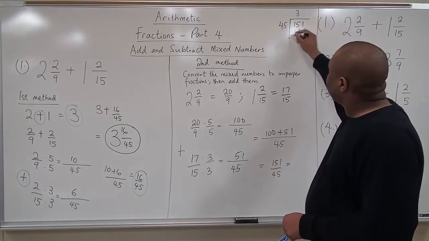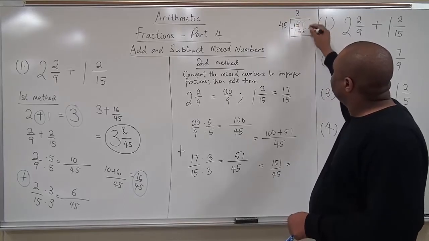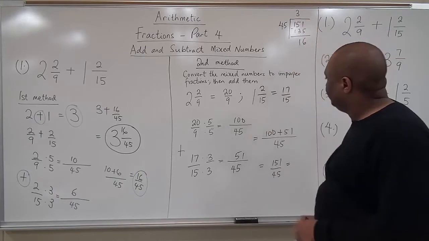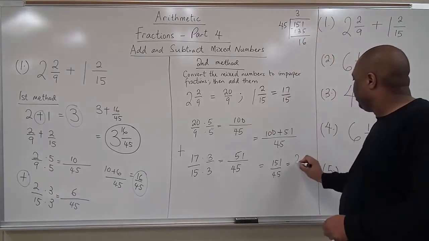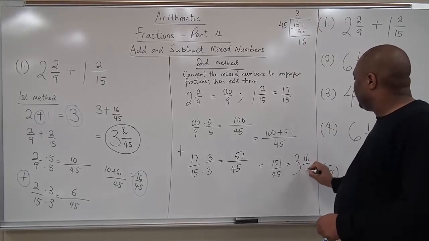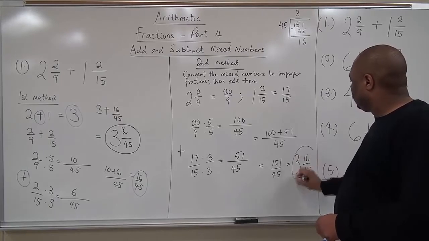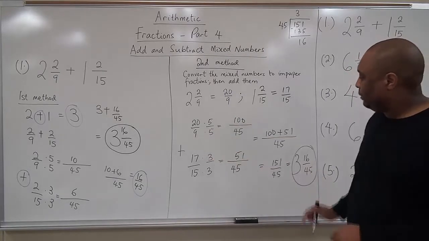135. Okay? And then you subtract. 11 minus 5 is what? 6. 4 minus 3 is 1. So this will now be 3 whole number, 16 over 45. Just like what you have.